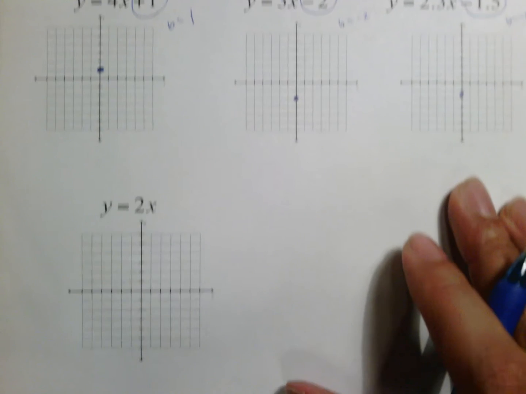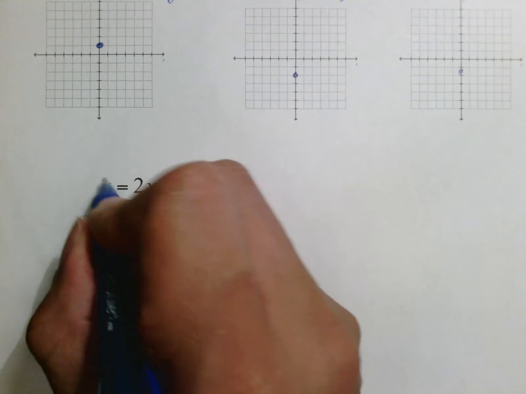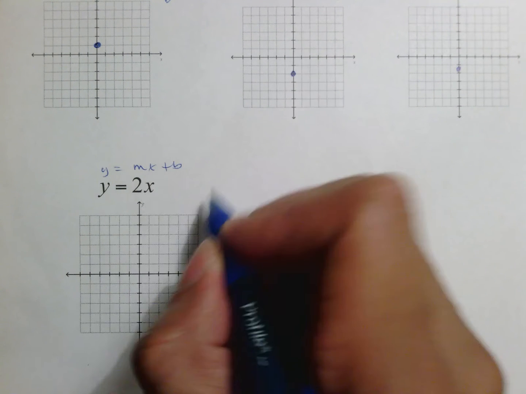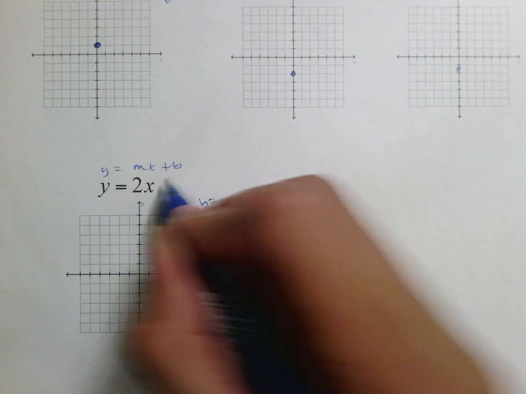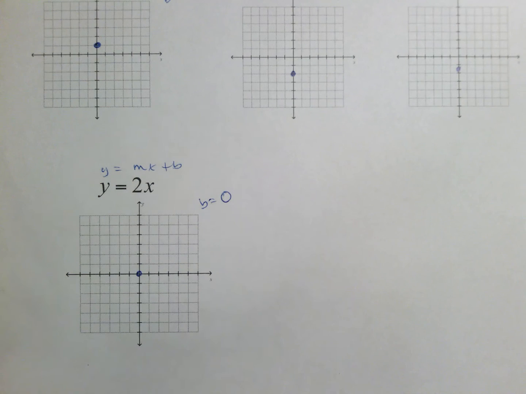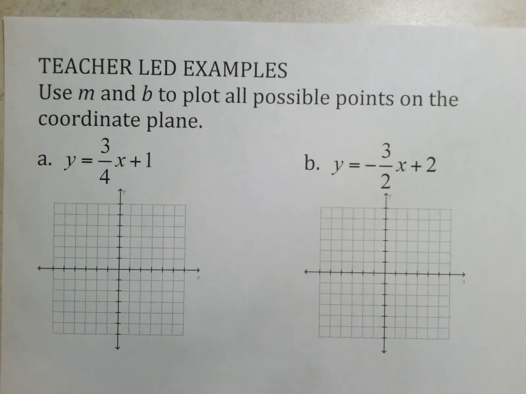Last one on that part, y equals 2x. Notice I'm doing y equals mx plus b, and notice there's nothing there. That means that b is equal to 0, which means that the dot would be right there. Alright, so putting that together with what we learned yesterday, we now have the ability to plot everything we need.